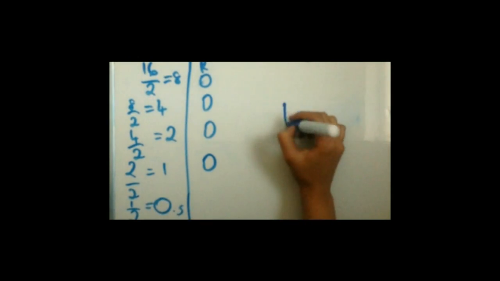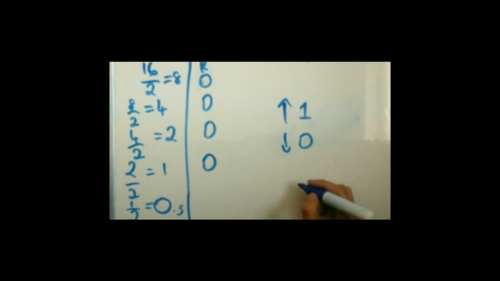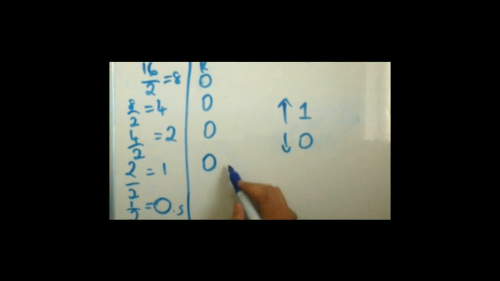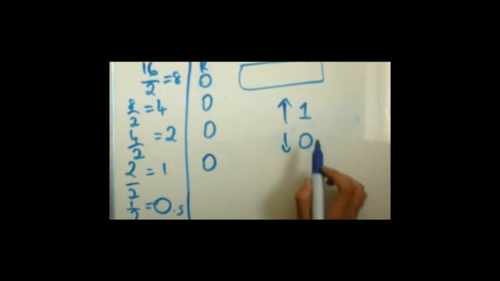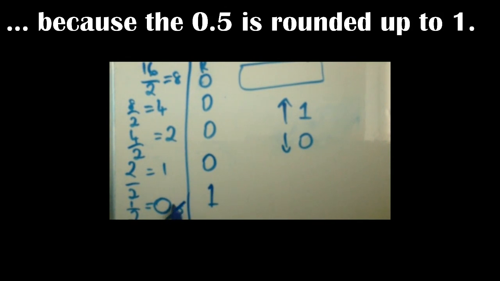Wait, the last bit. 1 divided by 2 would give you 0.5. Now, our remainder is 0.5. Our remainder could either be rounded up to 1 or rounded down to 0. What does this already look like? It already looks like a binary expression, doesn't it? So we put a 1 here. We've dealt with our 0.5, so we don't need that in there anymore.